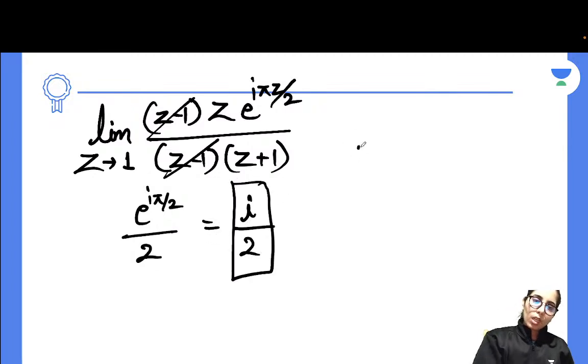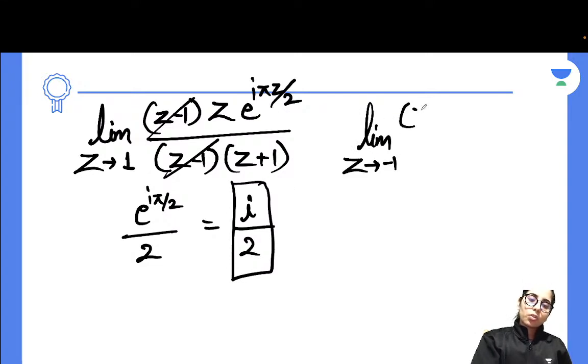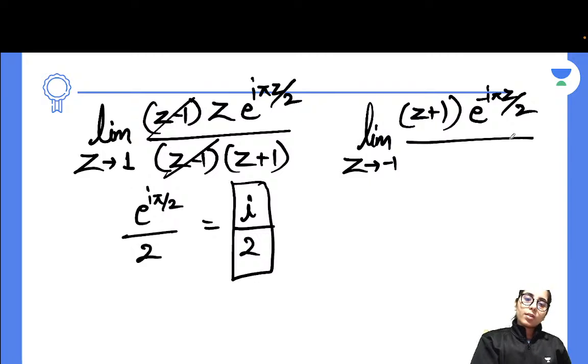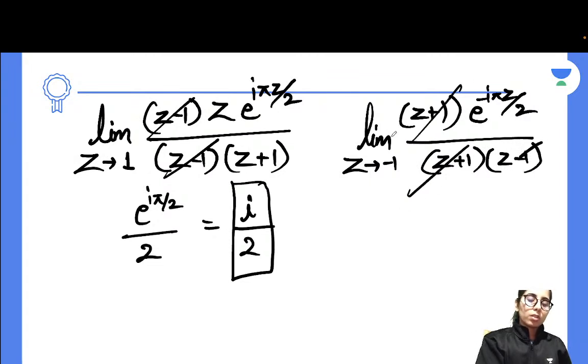Okay. Same way for z tends to minus 1, if we consider, it's going to be z plus 1 times z e to the power negative iota pi z divided by 2, divided by z plus 1 into z minus 1. Just try to cancel out the terms which get cancelled out. This one is not cancelled. This is written as it is, negative sign 1. Okay, now apply the limit. So when you apply this one, it's going to be e to the power positive iota pi divided by 2.